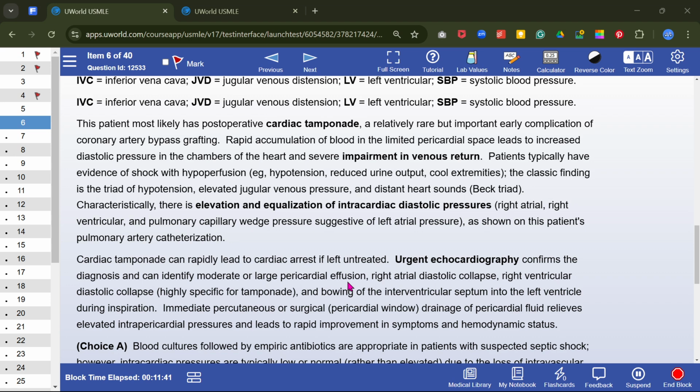Immediate percutaneous or surgical drainage of the pericardial fluid relieves elevated intrapericardial pressure and leads to rapid improvement in symptoms and hemodynamic status. Got it? Okay. Next.